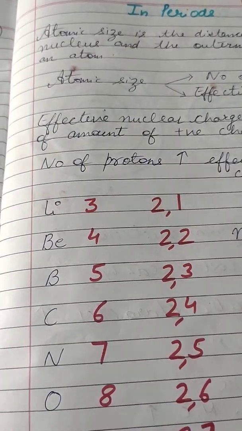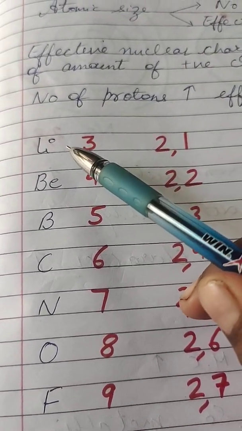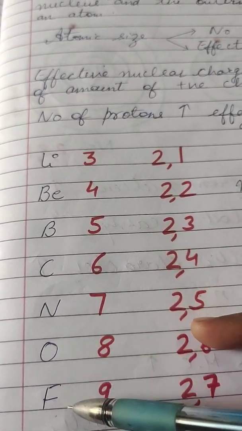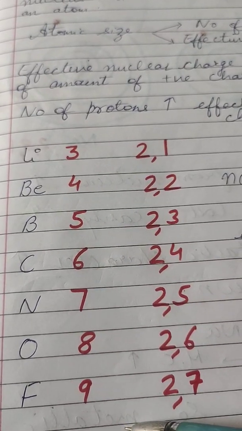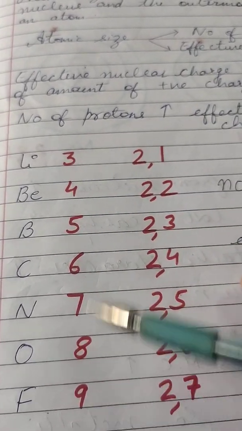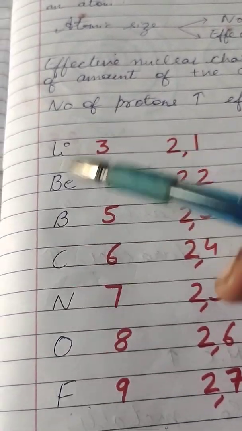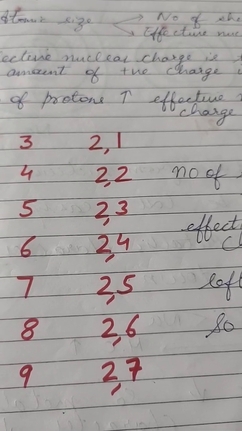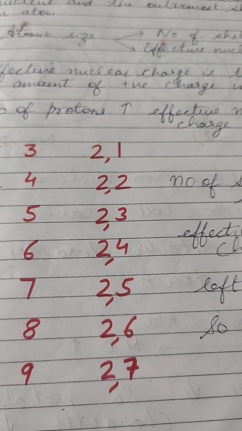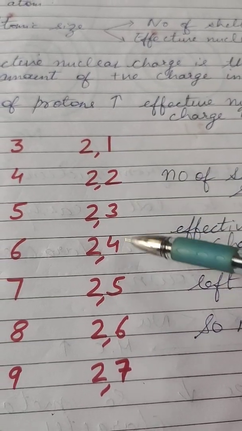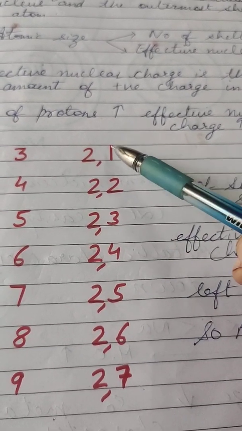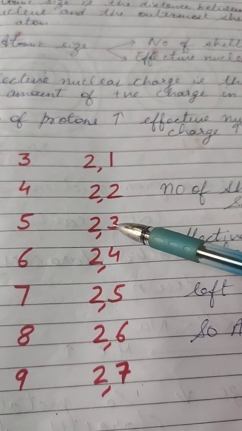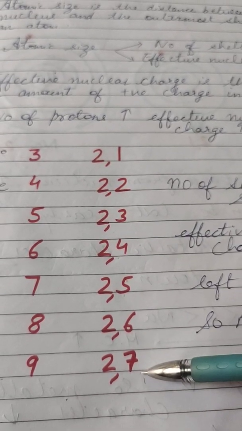So I have brought another example for you. I have written a period here: lithium, beryllium, boron, carbon, nitrogen, oxygen and fluorine. These are the atomic numbers: 3, 4, 5, 6, 7, 8, 9. These are the electronic configurations of these elements: 2,1; 2,2; 2,3; 2,4; 2,5; 2,6; 2,7. Now just look carefully at what you are observing. The number of shells are remaining the same. Yes or no? 2 shells, 2 shells, 2 shells, and at last also we are getting 2 shells.